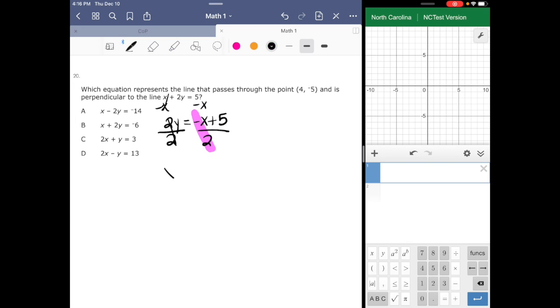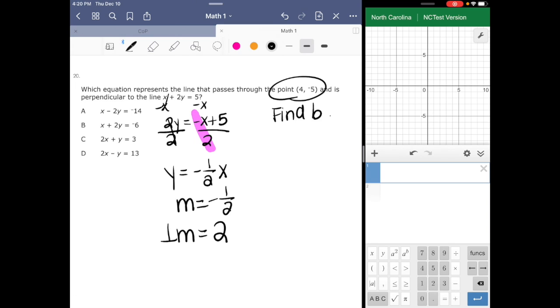Now, what I only really care about is the slope value here. So y equals negative 1/2 x. My original slope is negative 1/2. My perpendicular slope is going to be positive 2. All right, so now we're going to take our point, because we need to find our b value. We're going to do that by plugging it into y equals mx plus b.